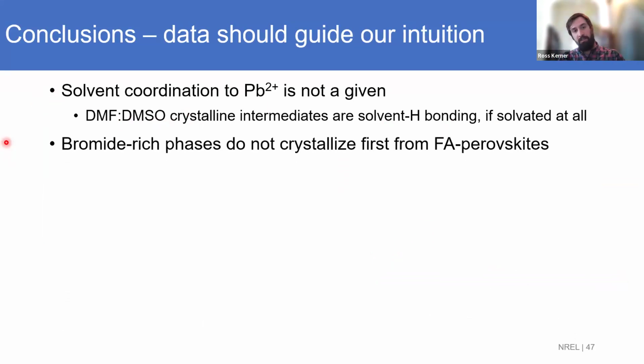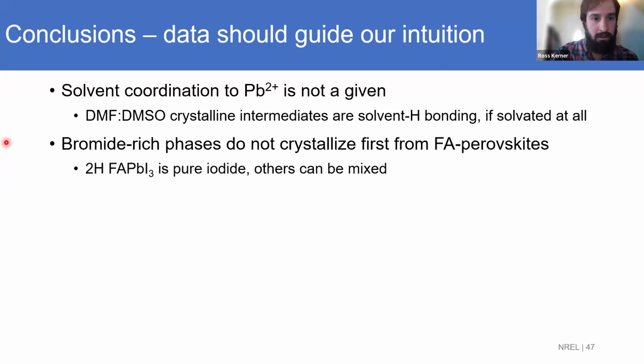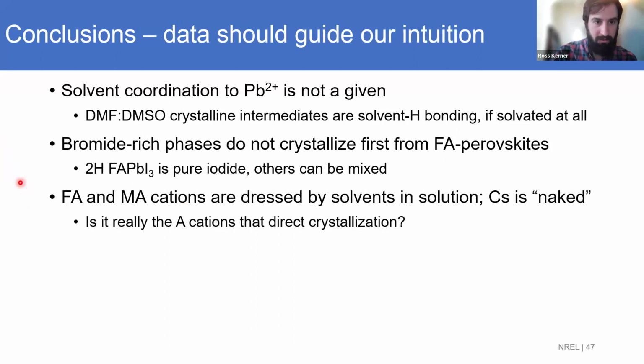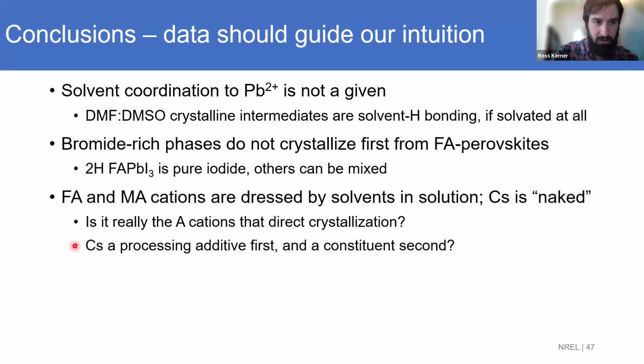The bromide-rich phases crystallizing first from solution is also not a given. I'm sure there are many examples and conditions where this does happen, but in our state-of-the-art perovskite compositions, it's the 2H pure iodide phase that forms first. And then, thinking forward about how to manipulate your solutions, the FA and the MA are dressed by solvents where the cesium is naked. That's where I was saying I almost view cesium just as a processing additive first and a constituent of the perovskite second.